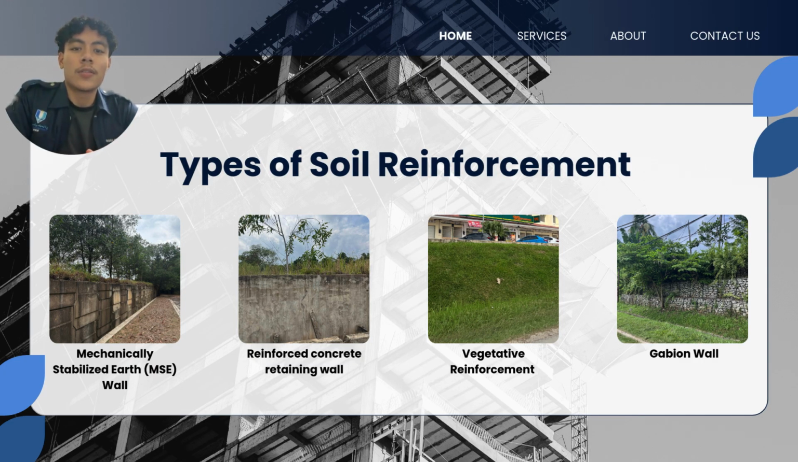Okay, so we can go through the types of soil reinforcement. As you can see here, we have the mechanically stabilized earth wall, that is MSE. The second one is the reinforced concrete retaining wall. The third one is the vegetative reinforcement, and the last one is the gabion wall. Let's look at the mechanically stabilized earth wall, MSE, first.